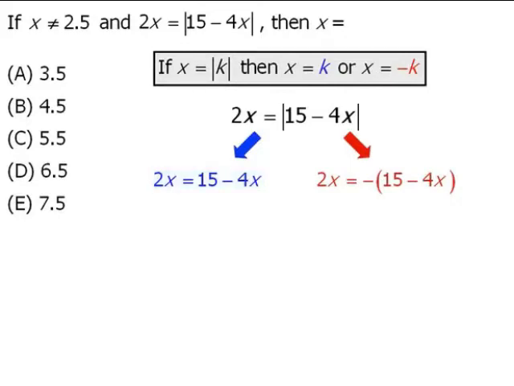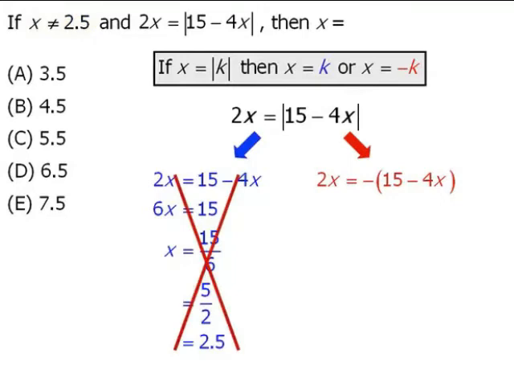To solve this, we'll first add 4x to both sides. Now we'll divide both sides by 6. We can simplify this fraction to be 5/2, which is equal to 2.5. Now remember, in our question we're told that x does not equal 2.5, so we must rule this out as a solution. On to the other equation.